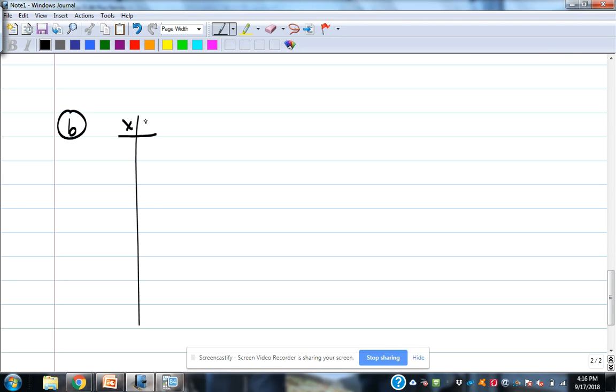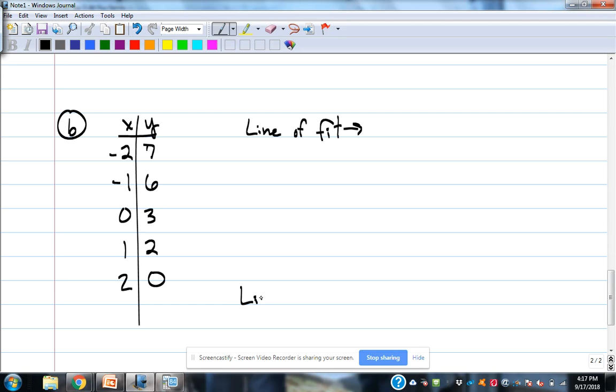Here's our table. x: -2, -1, 0, 1, 2. y: 7, 6, 3, 2, 0. I'm going to find the equation of a line of fit, and then I want to find the line of best fit, both. So the first thing I'm going to do is put those into L1 and L2 in my calculator.